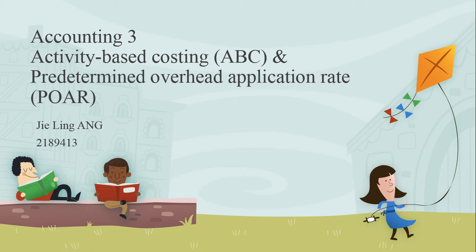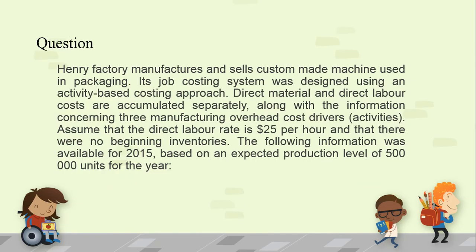Hi, this is a video tutorial on how to do activity-based costing (ABC) and the predetermined overhead application rate, which is POAR. So here are the questions.